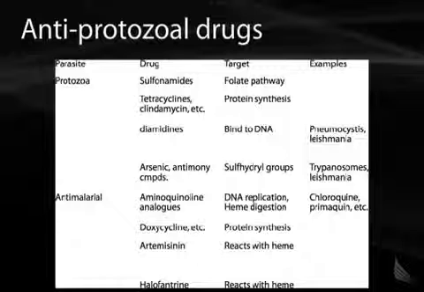This table lists the antiprotozoal drugs, based on which drug and which target they use. So just like with the bacteria, we have sulfonamides, which target the folate pathway, tetracyclines, which target protein synthesis, but we have newer diamidines, which bind to DNA and treat Pneumocystis and leishmaniasis. We have arsenic and antimony compounds, which target sulfhydryl groups for trypanosomes and for leishmaniasis.